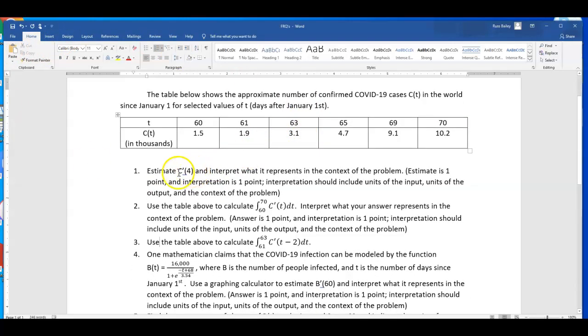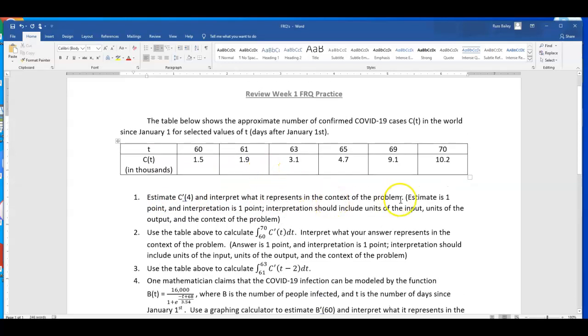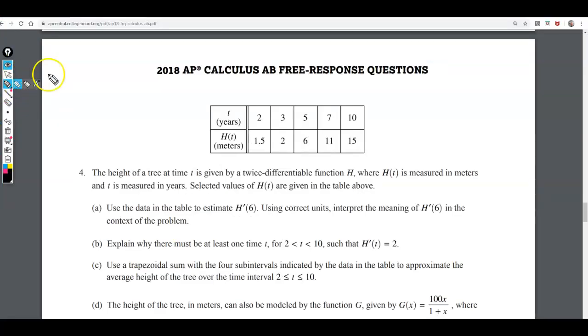The first question is asking you to find C prime of 4 and interpret what that means in the context of the problem. Your estimate is worth 1 point, your interpretation is worth 1 point, and the interpretation should include units of input, units of output, and the context of the problem. So let's take a look at an example that's kind of like this. I'll have you check out the 2018 free response question A for number 4 here.